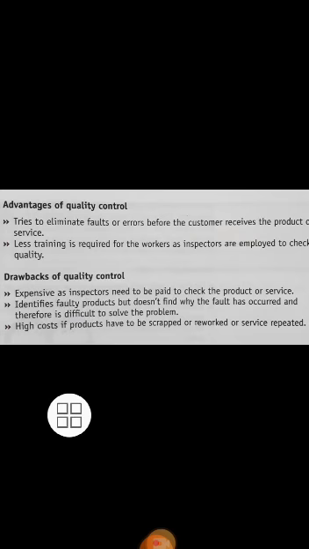But this process has some drawbacks. So what are they? It is an expensive method as inspectors need to be paid to check the product or service. So we have to pay them salary. It also identifies faulty products but does not find why the fault has occurred, and therefore it is difficult to solve the problems. Because the inspectors are inspecting the goods at the end, they find the faults at the end, so it's difficult to find out where the problem occurred and how we can solve it.